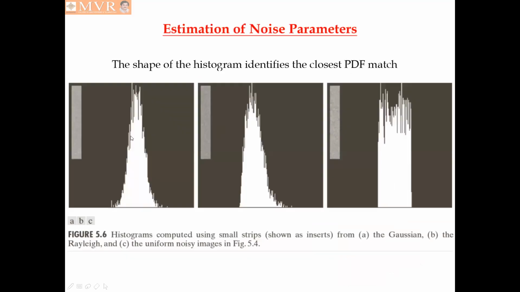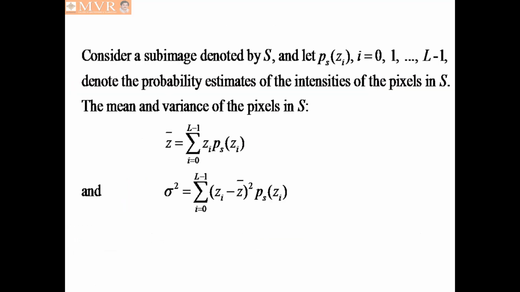And now the estimation of the noise parameters. Here the shape of the histograms identifies the closest PDF match. The first image is the histogram of a Gaussian, the second one is the Rayleigh noise, and the third one is the uniform noise image. So we have taken one image with three different types of noises: the Gaussian noise, the Rayleigh noise, and the uniform noise, and their histograms. Once the noise is present, this is how the histograms will look. These are the histograms of the noisy images.